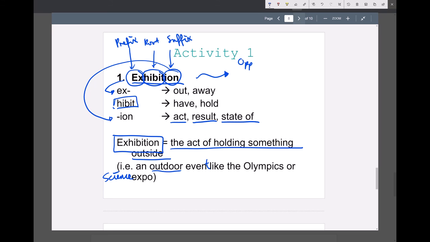The opposite word of exhibition, well, at least in theory, is inhibition. So inhibit is the same, ION is the same. So in would be, well, you know, inside, inward, etc. The rest are the same. So if you were to guess the meaning of this word, you might think it would be the act of holding something inside, but that's not quite right.